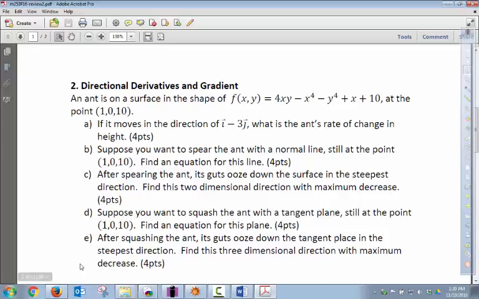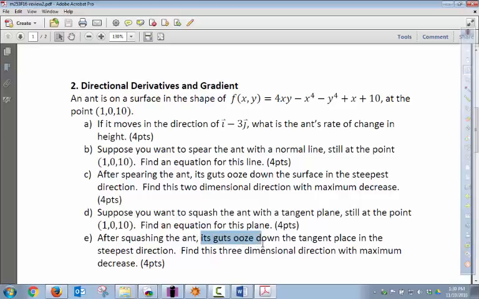If you spear the ant perpendicularly, what's that line if it's a normal spearing, as opposed to a sideways spearing? You want to take it directly from the top. After you spear the ant, it starts oozing its guts. If the guts are going to ooze down in the fastest direction, what direction is that? Then you decide to squash the ant with a tangent plane. Find the equation of that tangent plane that you used.